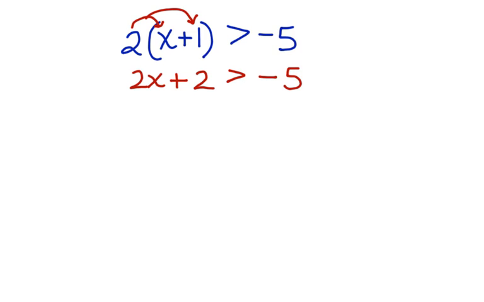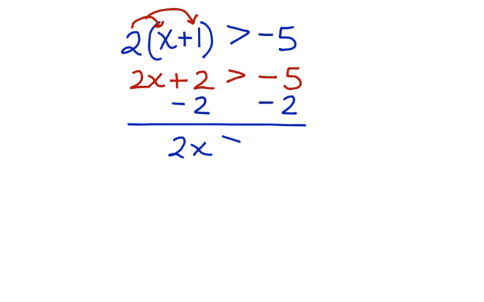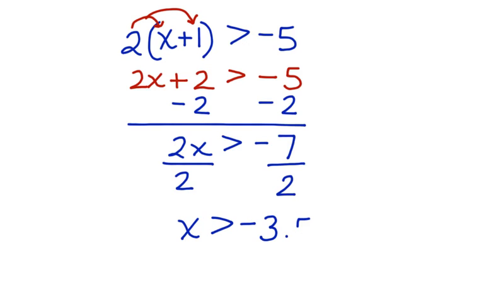Now we can solve this just like we would a two-step inequality. Subtract 2 from both sides. I have 2x is greater than negative 7. Divide both sides by 2. And x is greater than negative 3.5. Yes, sometimes you might have a decimal for an answer, and this is okay. This is the solution for this inequality.